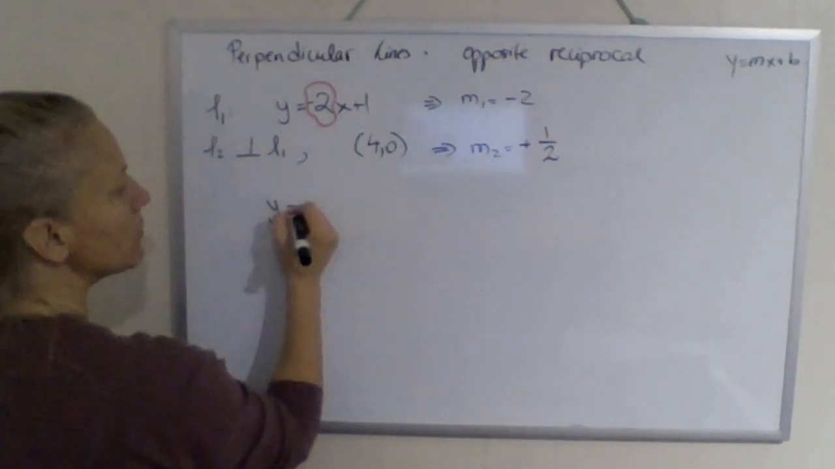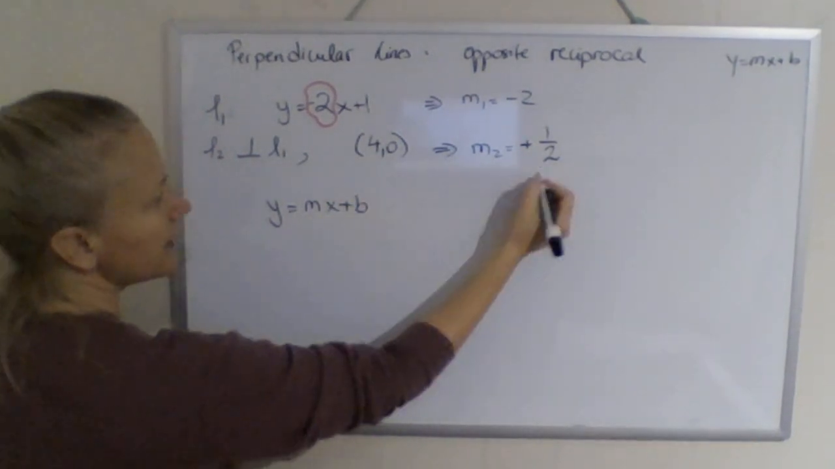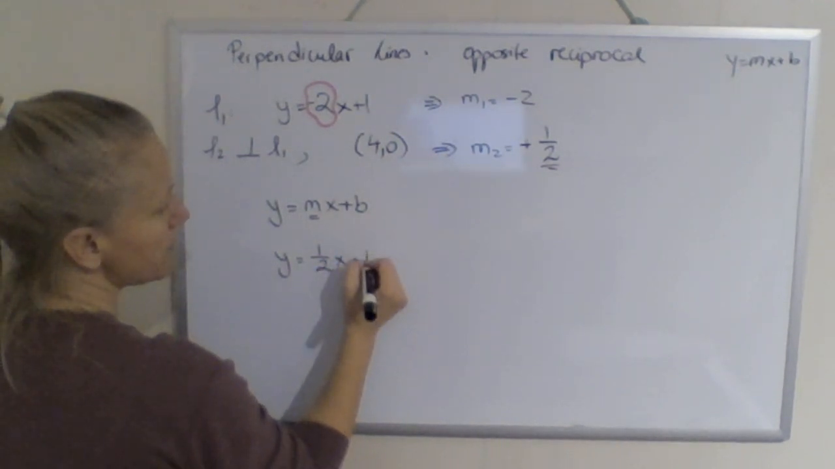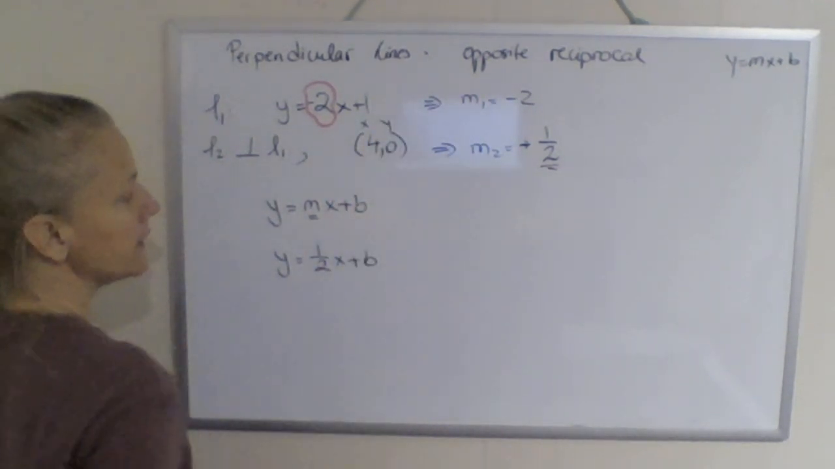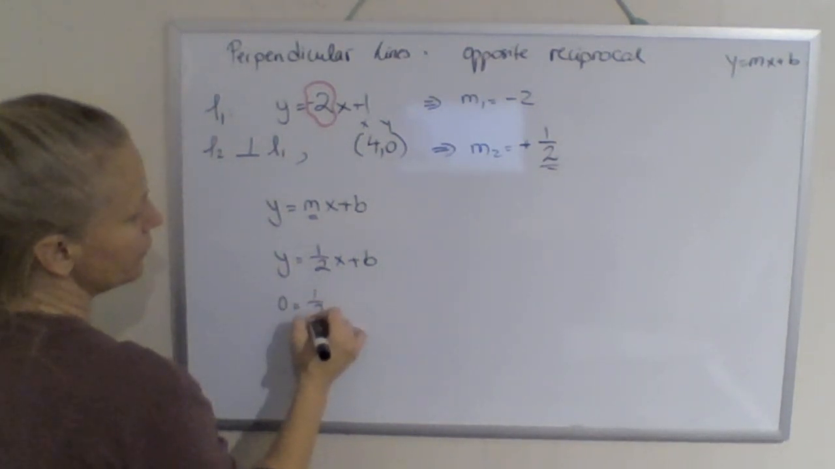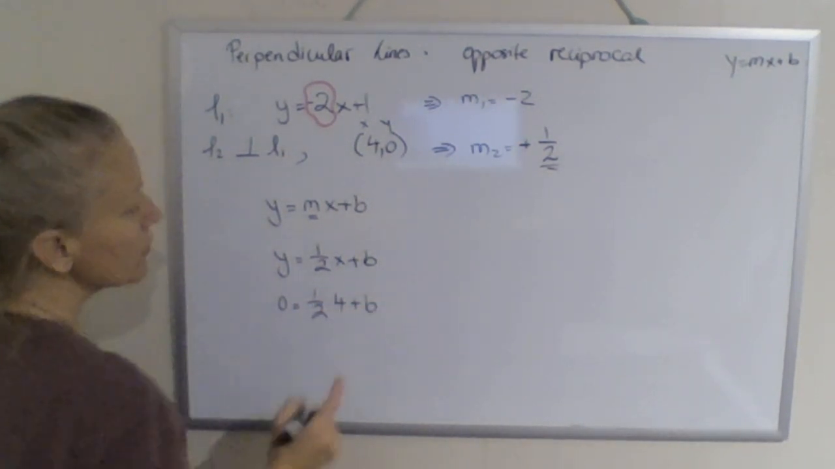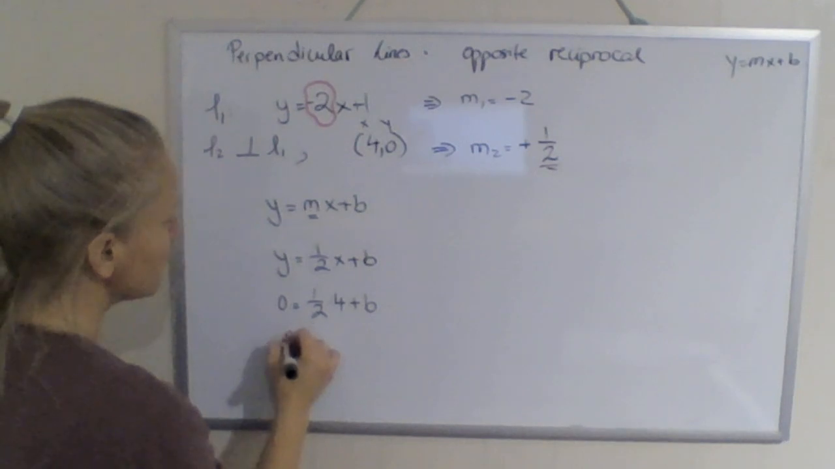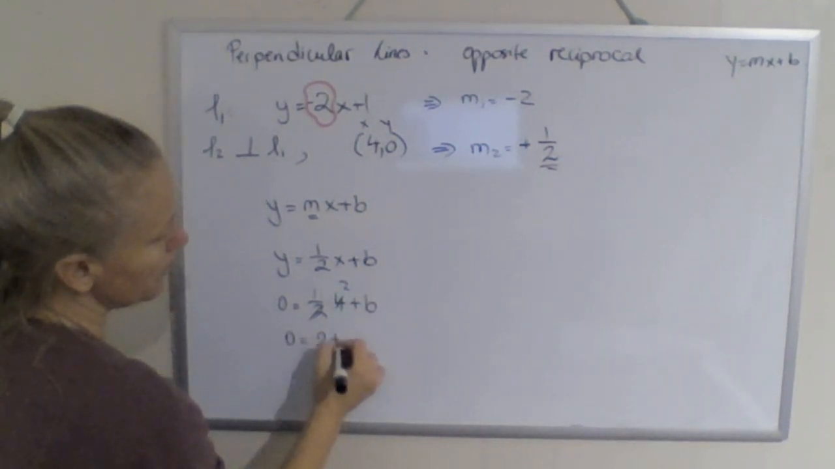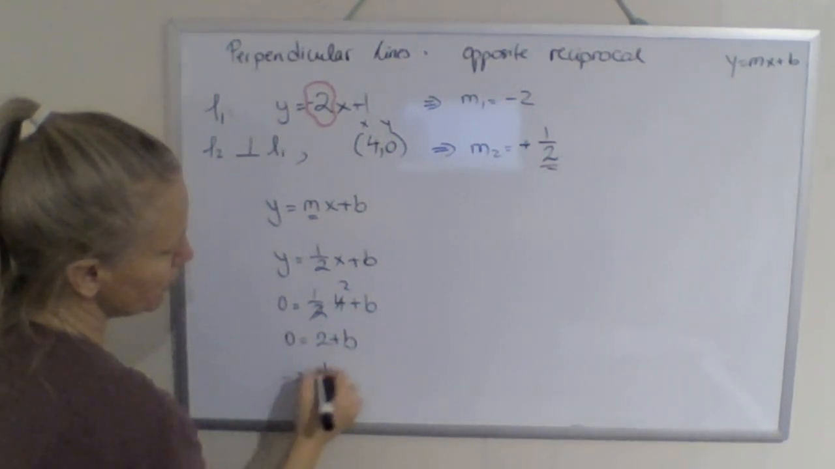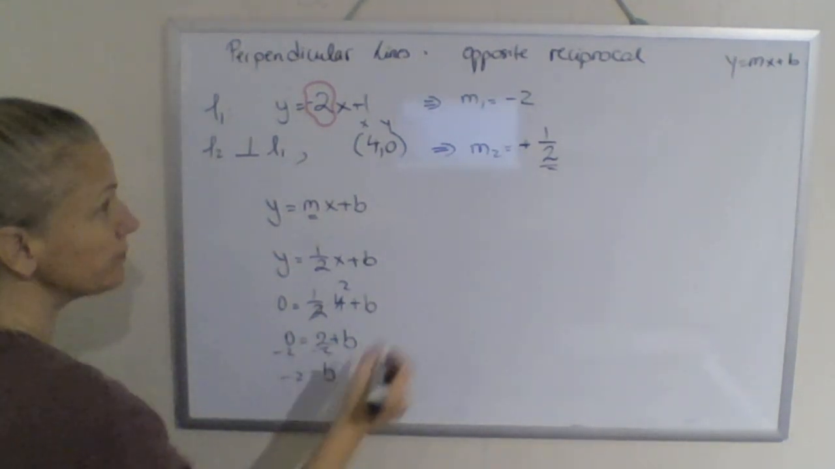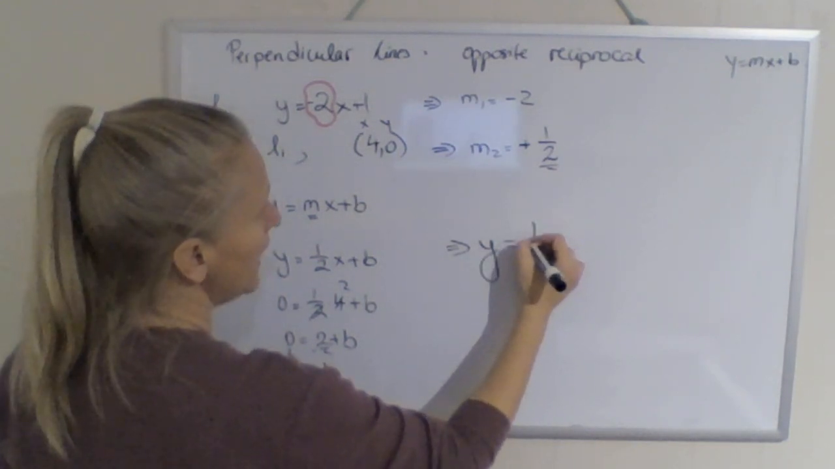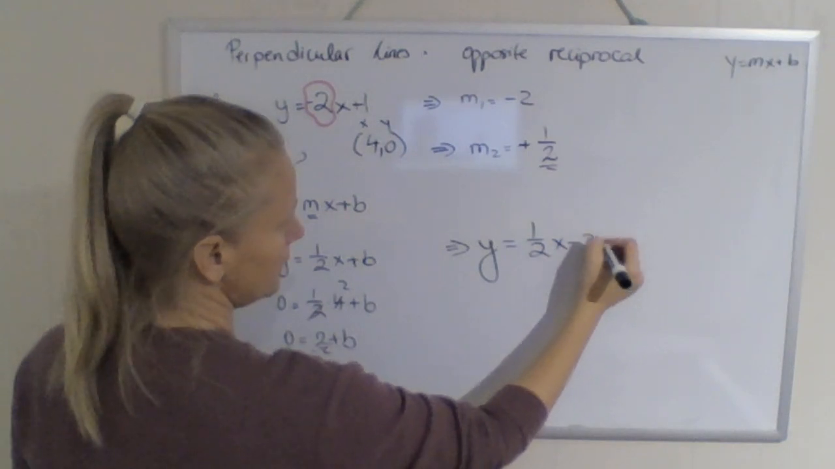We're starting with y equals mx plus b. I can go ahead and replace this. Y equals 1 over 2x plus b. Here's my point, x, y. 0 equals 1 over 2 times 4 plus b. If you're wondering where 0 comes from here, that x is now 4. 0 equals 2 plus b. b equals negative 2. Why? Because I need to minus it on both sides, right? So my final equation of this line is y equals 1 over 2x minus 2.